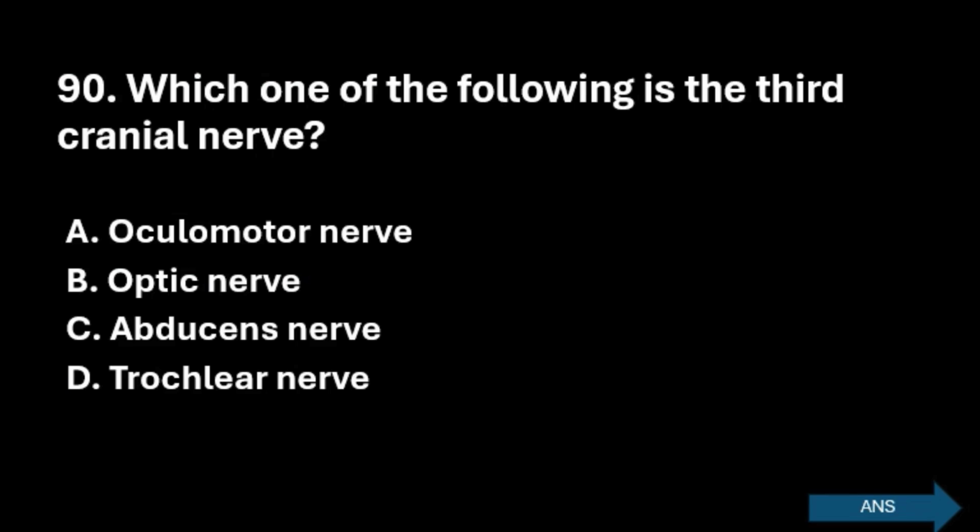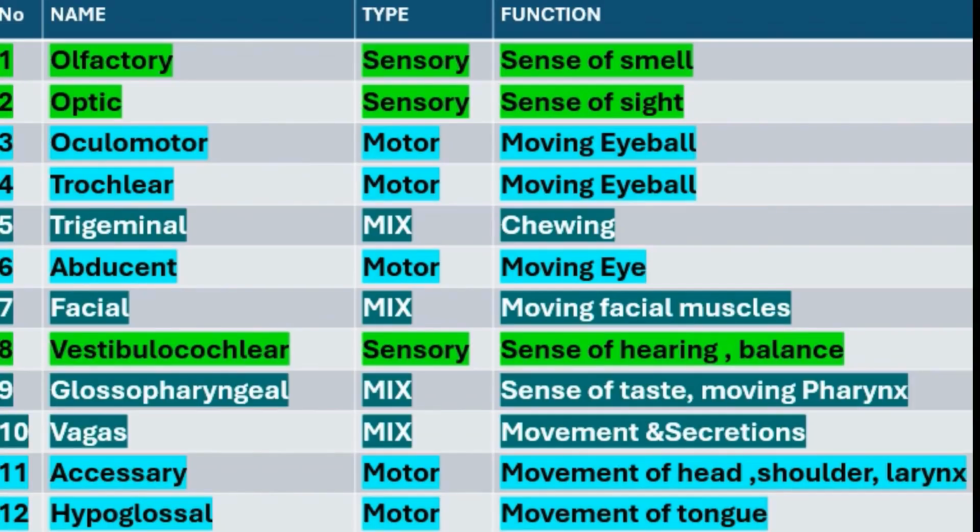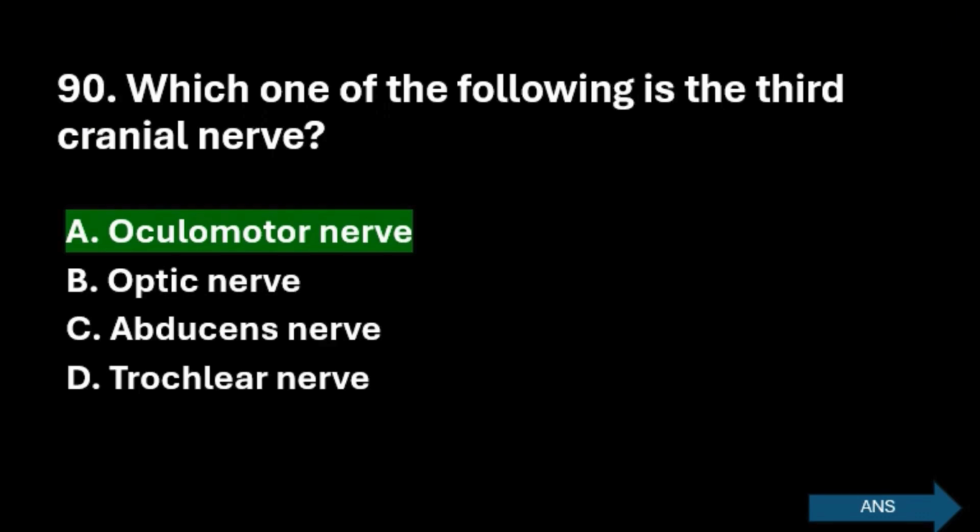Next question. Which one of the following is the third cranial nerve? Option A, oculomotor nerve. Option B, optic nerve. Option C, abducens nerve. Option D, trochlear nerve. The right answer here is option A, oculomotor nerve.